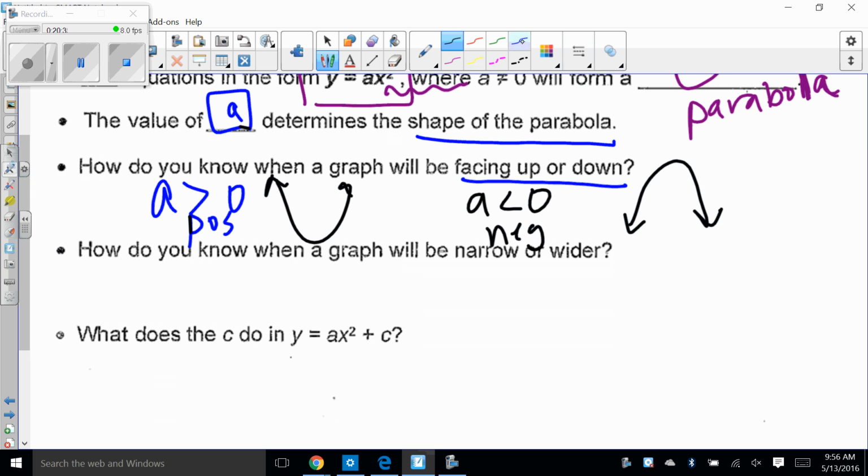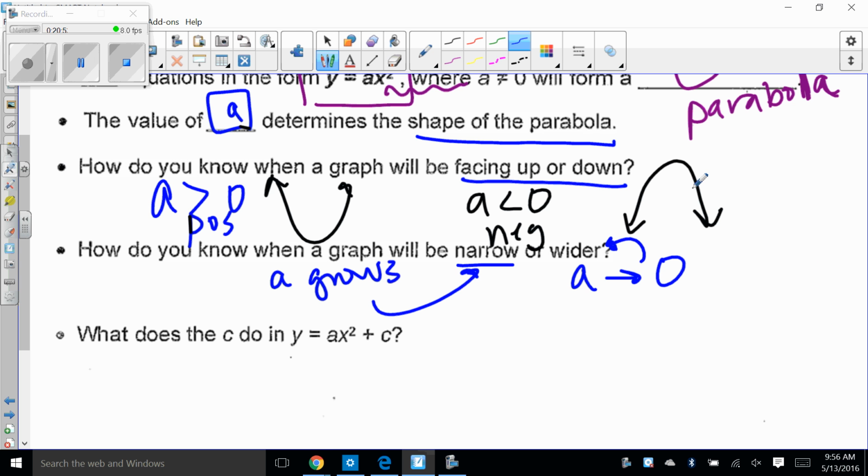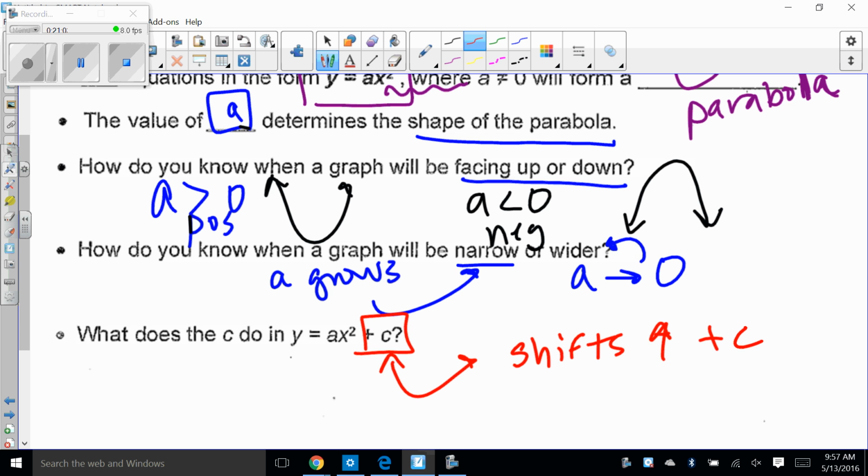How do you know if it's wide or narrow? Well, it becomes more narrow the more steep it is. So as a grows, it becomes more narrow. So when a goes from 1 to 2 to 3 to 4. As a approaches 0, it becomes wider. And what happens with the C value? The C value is either shifting the graph up or down. So it shifts up if it's a plus C, and shifts the entire U down if it's a minus C. So that's kind of our summary. We're going to do one example together maybe on the next page. So meet me there.